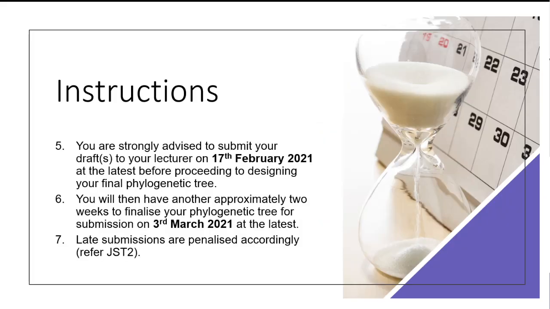You are strongly advised to submit your draft to your lecturer by 17 February at latest before proceeding to designing your final phylogenetic tree. And then you will have another approximately 2 weeks to finalize your phylogenetic tree for submission on 3rd March. So first draft 17, final draft 3 March.